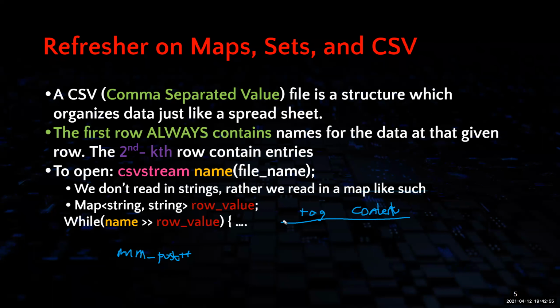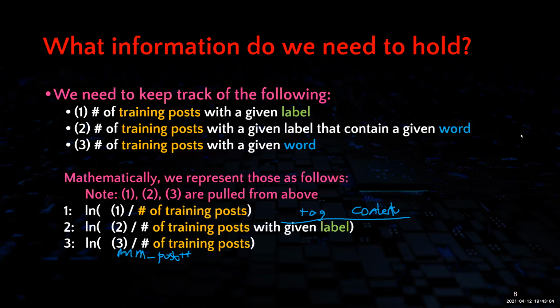So I hope you guys can see the full picture now. What we're doing is, for every row in a CSV file, we want to look at the tag, look at the content. We want to process this information right here. We want to get the number of training posts with the label. So we want to figure out how common is this label?